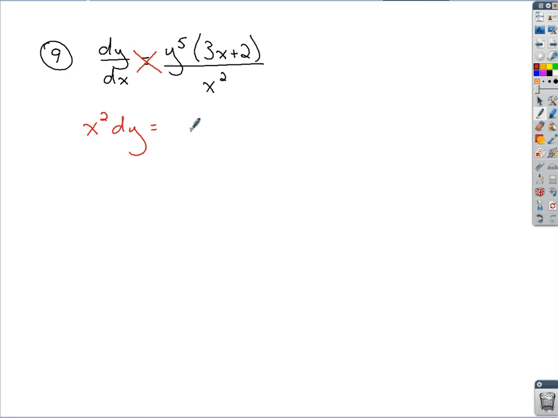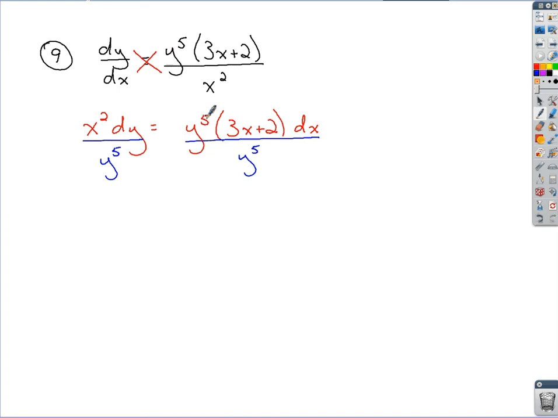Equals, on the second diagonal, I'd have y to the fifth times that quantity of 3x plus 2 times the dx differential. Did not quite achieve my goal of getting the x's on one side and the y's on the other, so we've got to do some rearranging here. I think what I'm going to do is start by moving the y's to one side. So I'm going to take this y to the fifth, I'm going to divide it over.